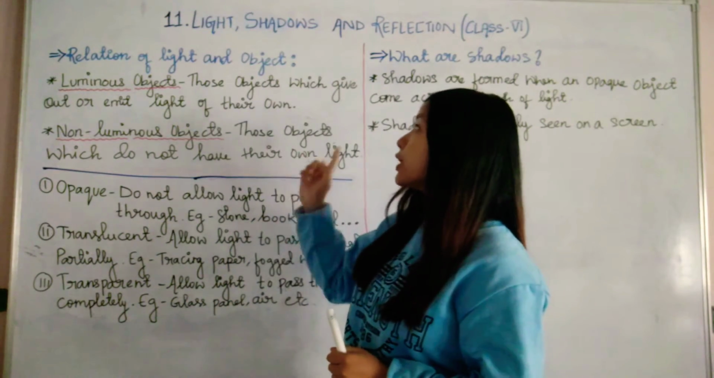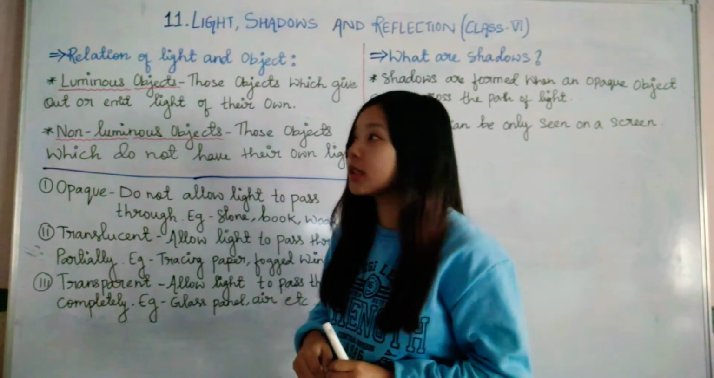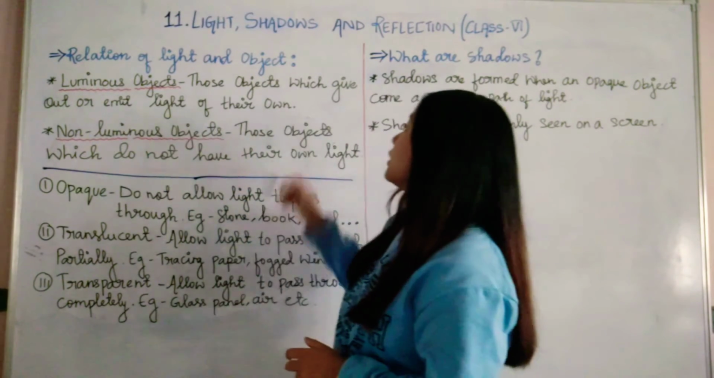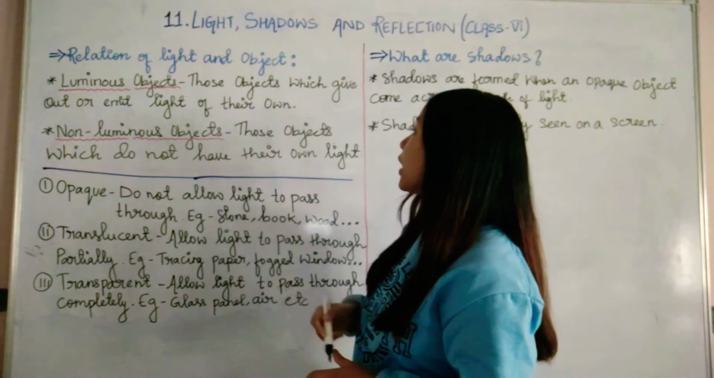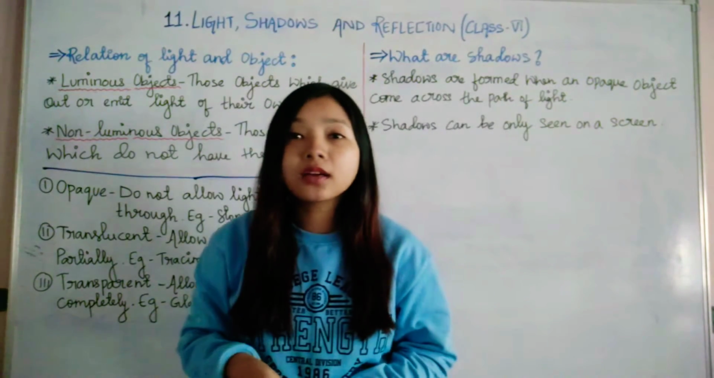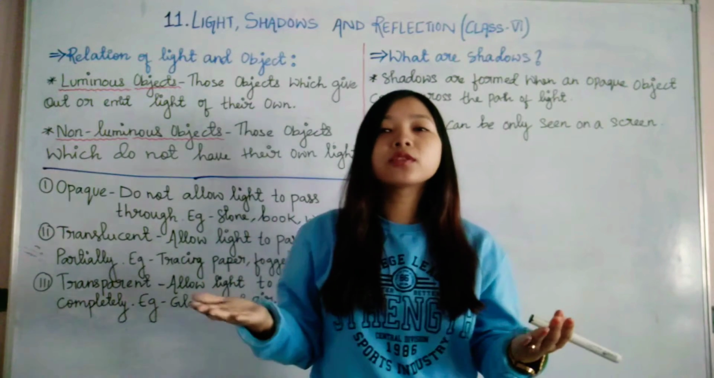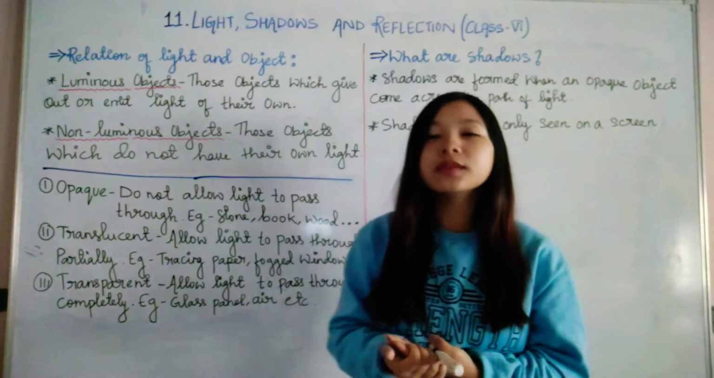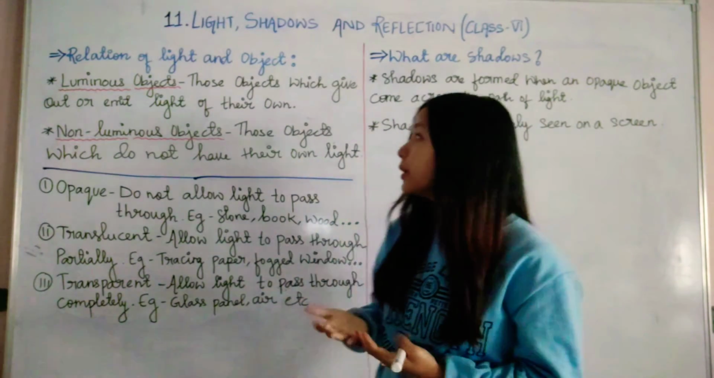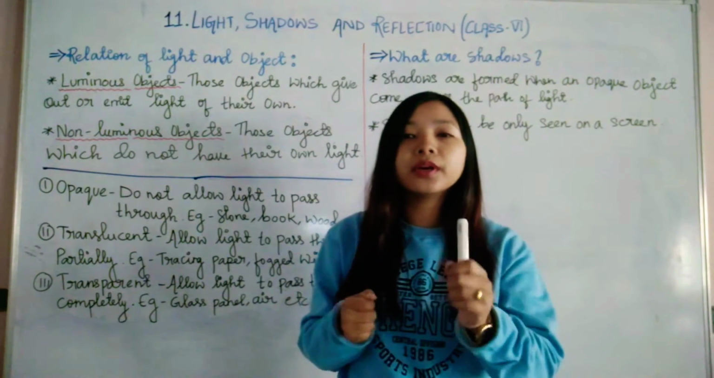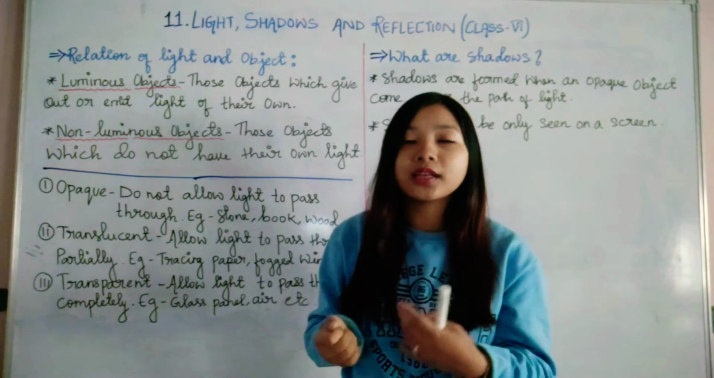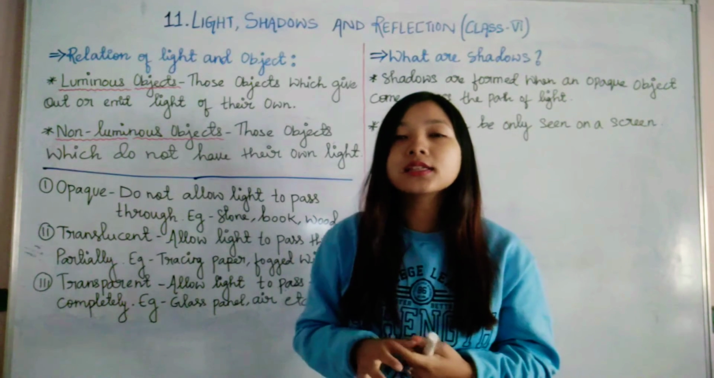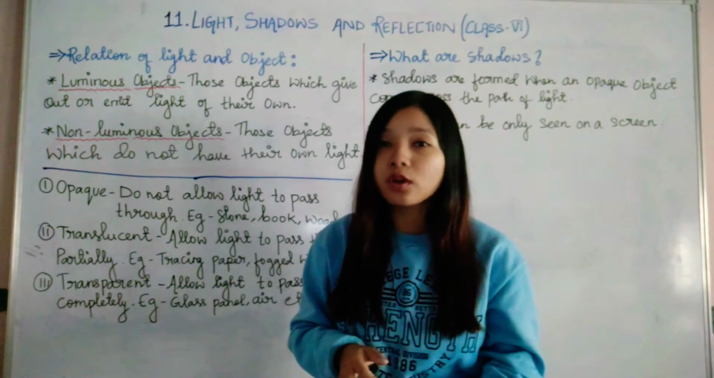Now, what is the relation of light and different objects? Luminous objects are those objects which give out or emit light of their own. Such objects are called luminous objects. For example, a candle. When we burn a candle, it gives its own light. Candle, tube light, torch, sun, stars are some examples of luminous objects.